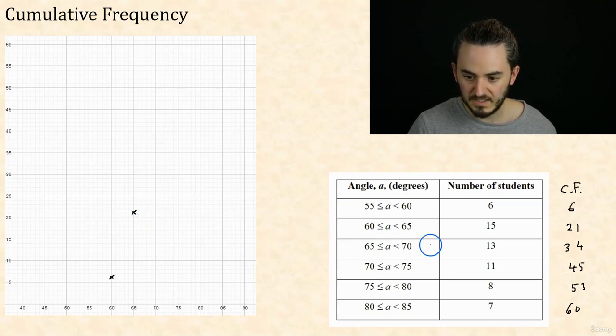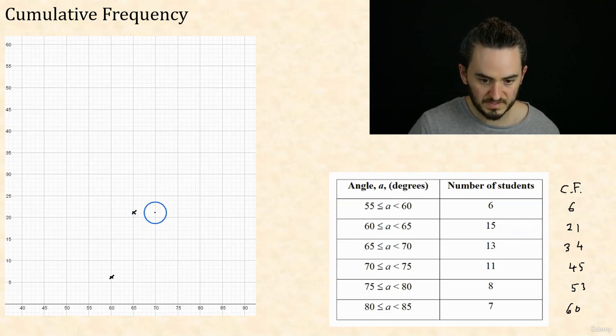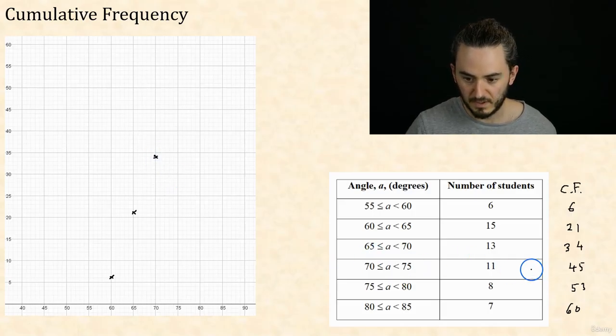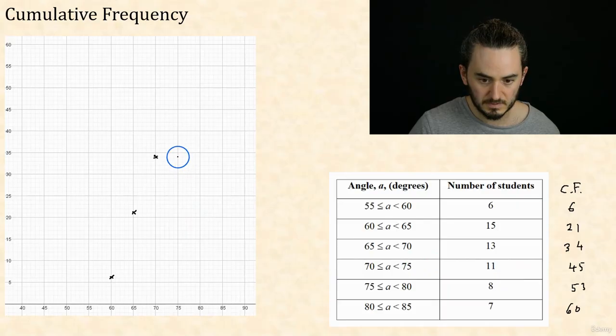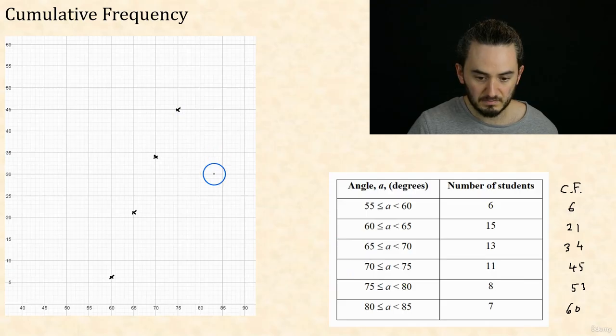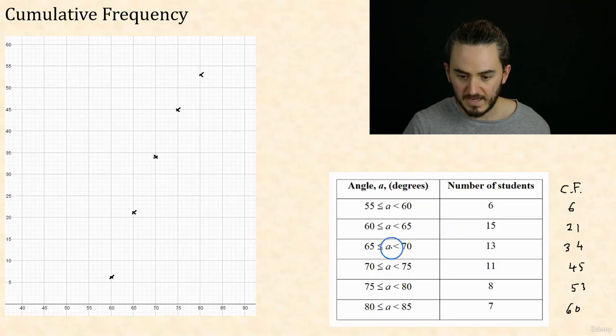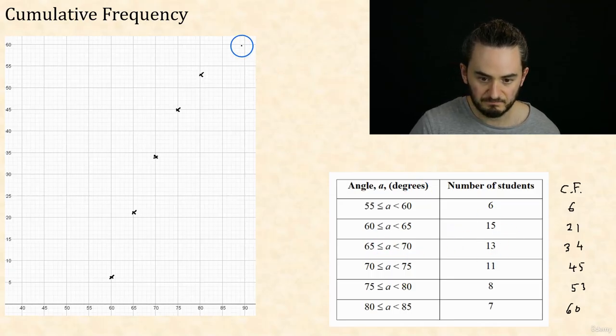And then 70 against 34. So 70 and 34. 75 against 45. So 75 and 45. 80 against 53. And 85 against 60.